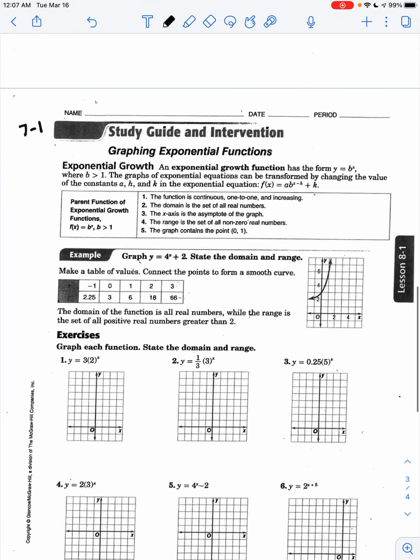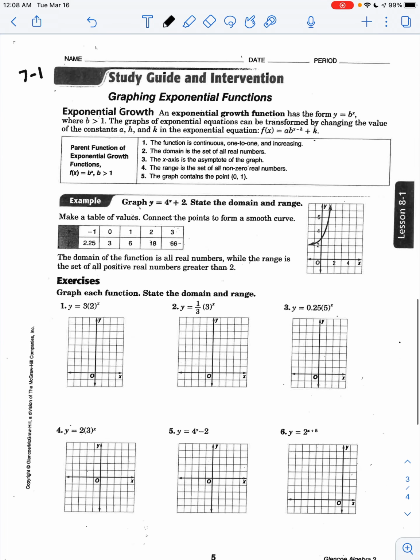So what you're going to do is complete the worksheet that can be found in Canvas, but the substitute will also give to you. And for each problem, you're going to make a table of values. And so you can do this in the margin if you want, or on a separate sheet of paper, but you're just going to plug in.